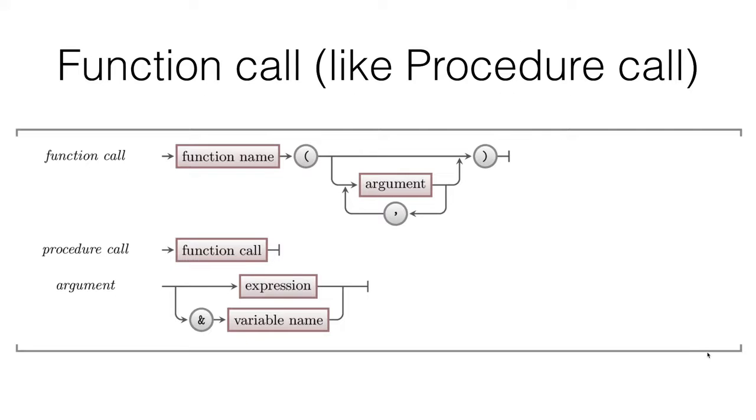Function calls are basically just like procedure calls. You have the name of the function and then the arguments in brackets. A procedure call is just a function call. The difference is we use a procedure call as a statement, whereas a function call is used within an expression.